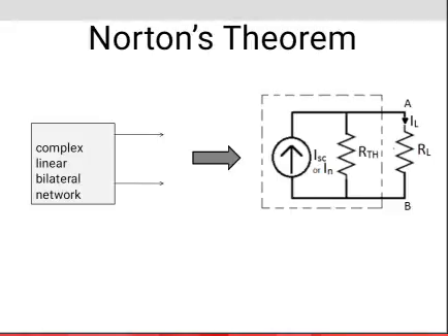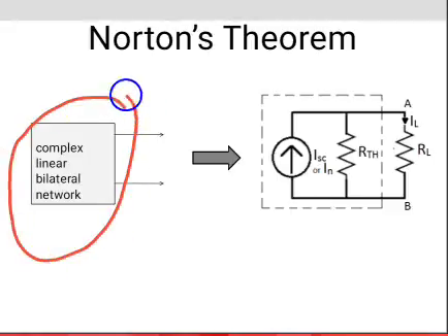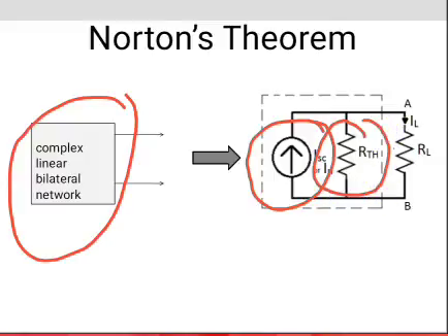That means it states that in a complex linear bilateral network having active or passive elements with two terminals can be reduced into a simple circuit containing a current source of ISC or IN, that means Norton's current, and RTH, that means Thevenin's resistance, or RN, Norton's resistance, connected in parallel with it.